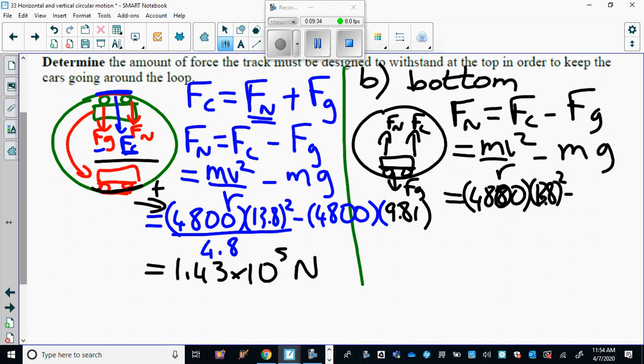Sorry about the messiness and running out of room here. This time we have to be very careful because if I'm saying that Fc is going up and is positive, Fg is going down, so now I'm going to have to put that negative back in there.